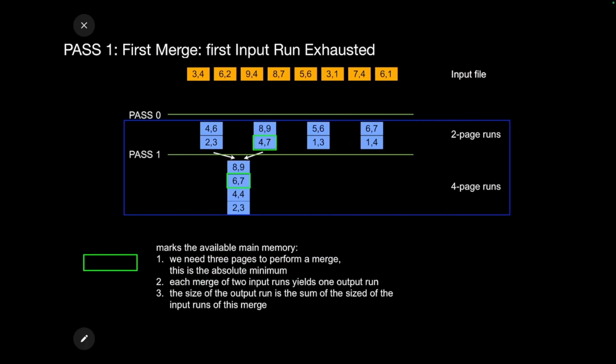But then, okay, you write out the 6, so you can discard that one. You write out the 7, you discard that one. Then you have 8 and 9, you can actually directly copy over those pages to the output run. But then you're done. Yeah?